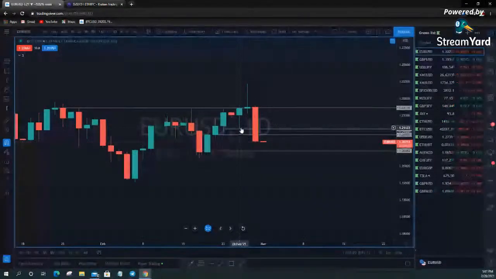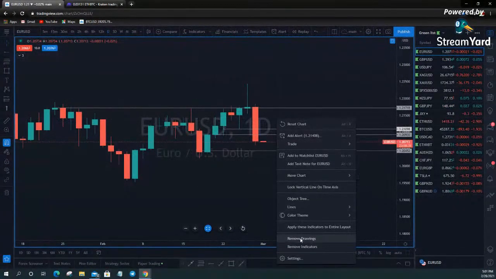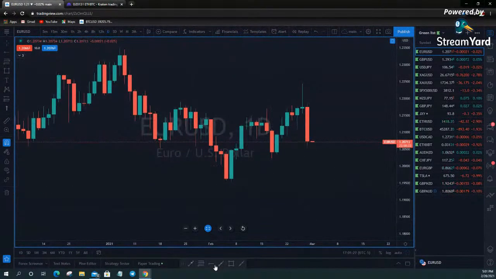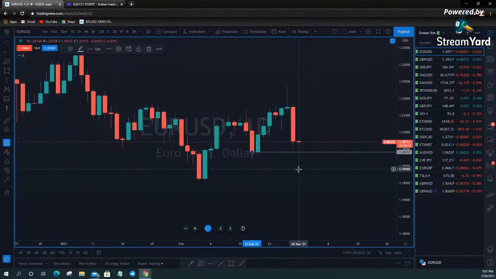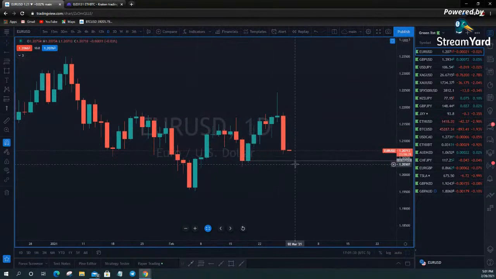So obviously I'm going to get rid of all these levels and start anew, as it is a new week. First area of support is going to be 1.20412. We have not traded down into that area just yet.